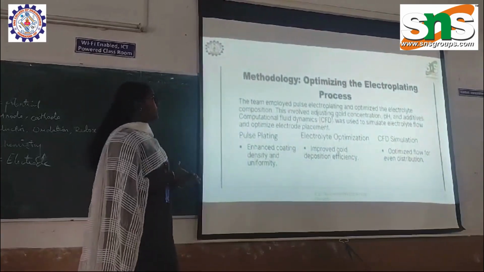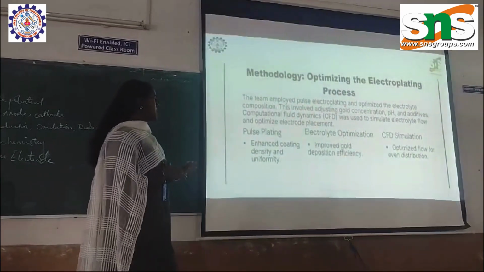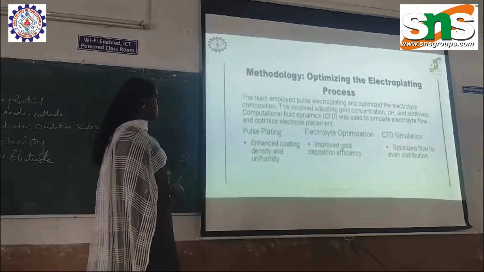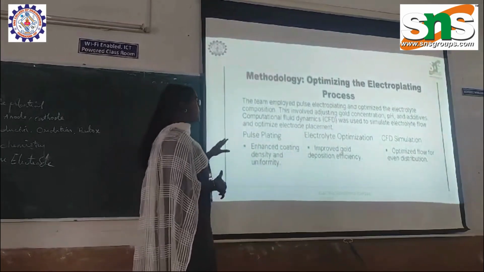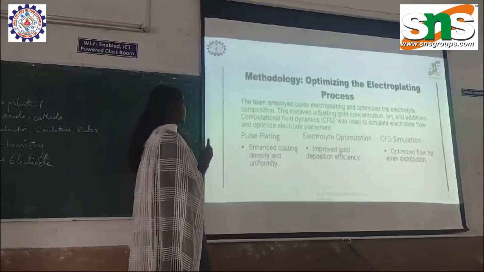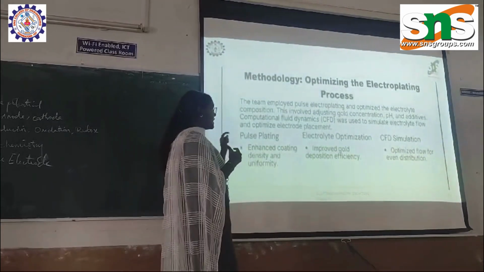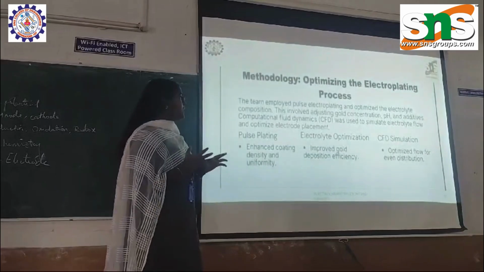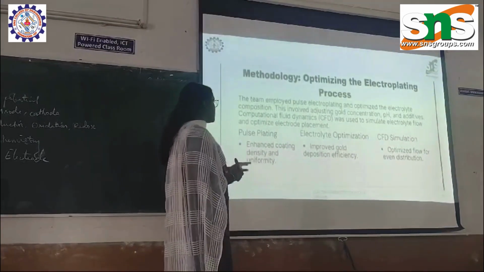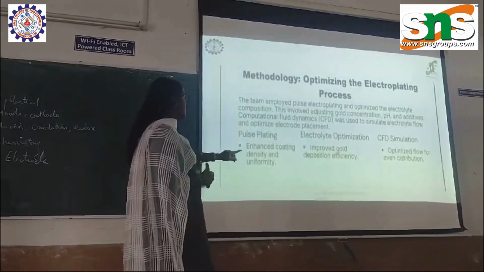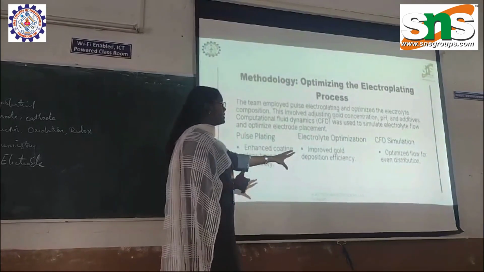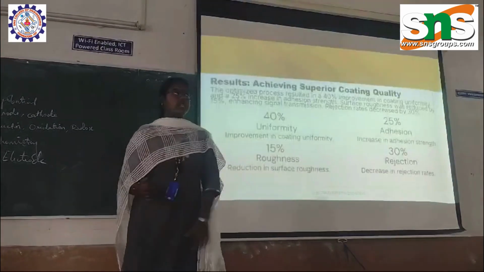Methodology is optimizing the electroplating process. The team employed pulse electroplating and optimized the electrolyte composition. This involved adjusting the gold concentration, pH and additives. Computational fluid dynamics (CFD) was used to simulate electrolyte flow and optimize the electrode placement. So three processes overall: pulse plating, electrolyte optimization, and CFD simulation.